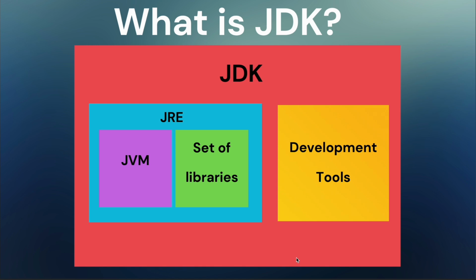A common way to describe it is JDK contains JRE and JRE contains JVM. While that's correct, it doesn't really explain what each one does or how they work together. That's why many beginners get confused when they are asked how Java code actually runs.